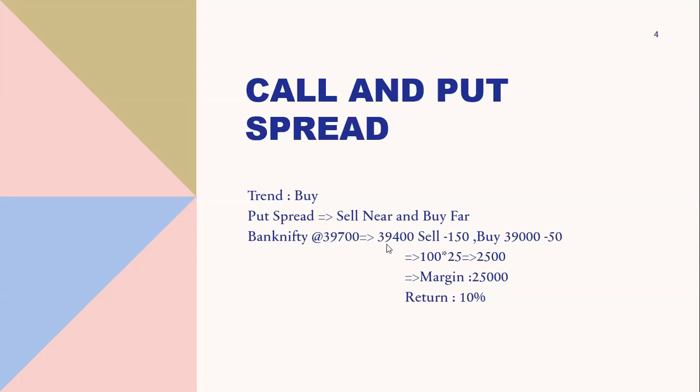First leg, we sell the 39,400 put option. For example, if it is at 150, sell it and just buy the further option. If it is 39,400 that we sell, further away there is 39,000, or we can sell 38,500 also. Suppose the difference between the buy and the sell is very high, then our margin will keep on increasing.